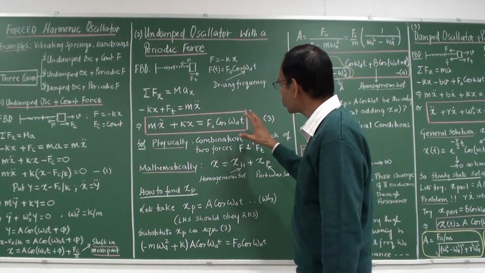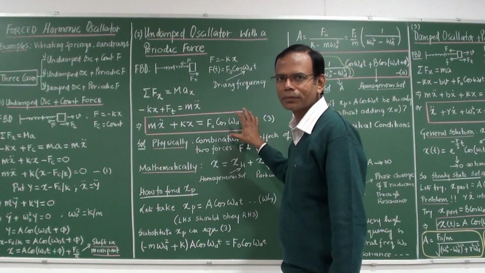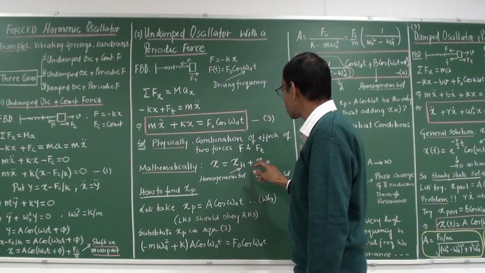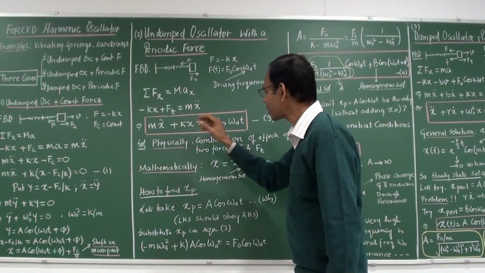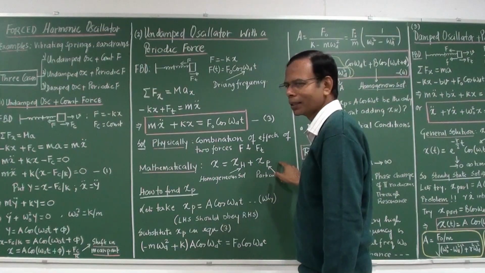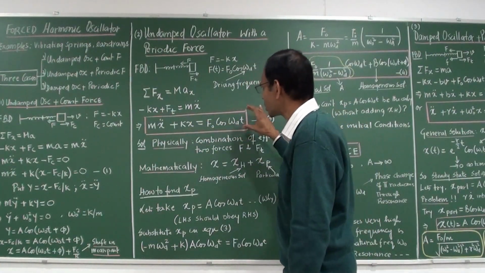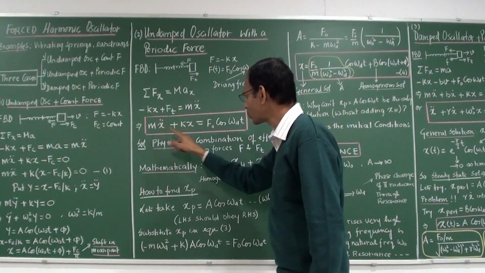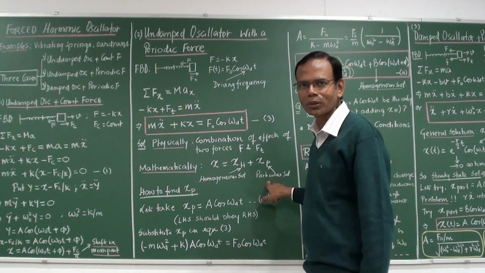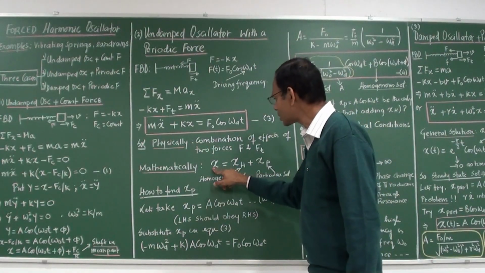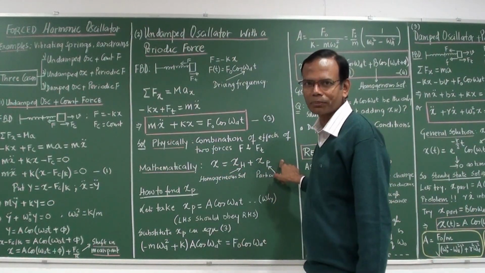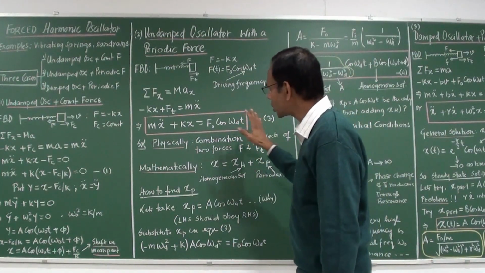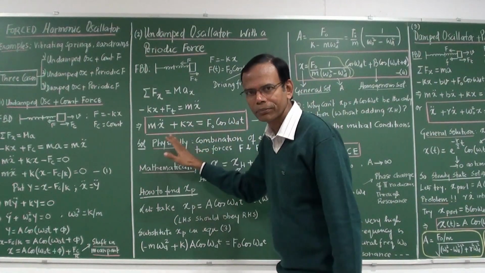And now we put in the F0 cos omega t. The solution to the whole equation that you form, we call xp. That means whatever solution of x satisfies the whole equation, we call that a particular solution. The general solution is the sum of both of them. That is how we solve an equation of this type, mathematically.